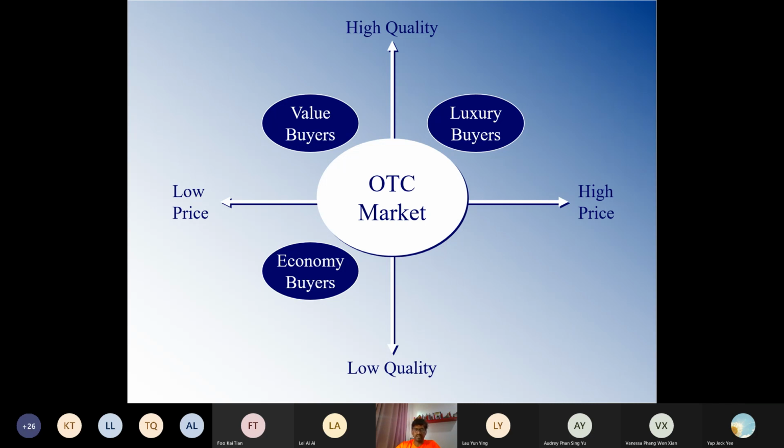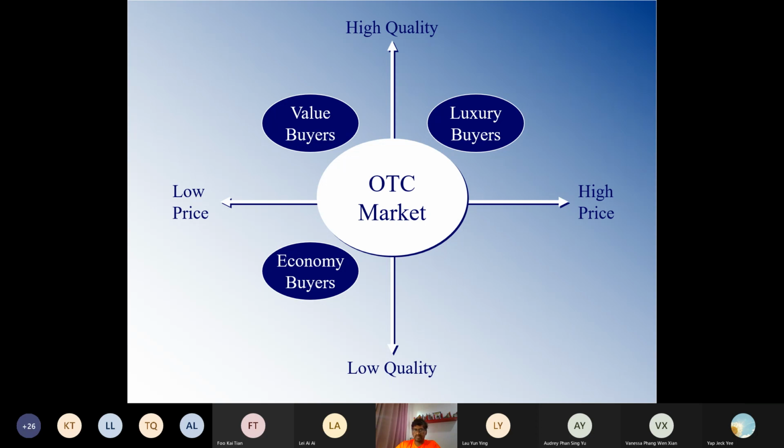Value buyers usually conduct extensive pre-purchase research, an extended problem-solving attitude of purchasing. Finally, they make a very logical decision, and they will not make any emotional or impulsive choices. That is why they are called value buyers.